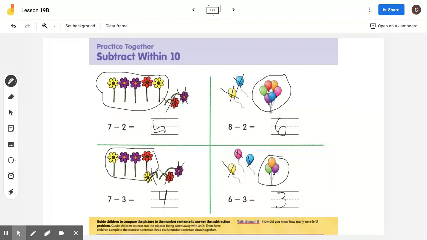Very good. So how do you know how many were left? Right, so you know, looking at our pictures, the ones that don't have X's are how many are left. Very good. And when we were counting backwards, what? The number we landed on went down. You also might have been using your fingers. Very good.